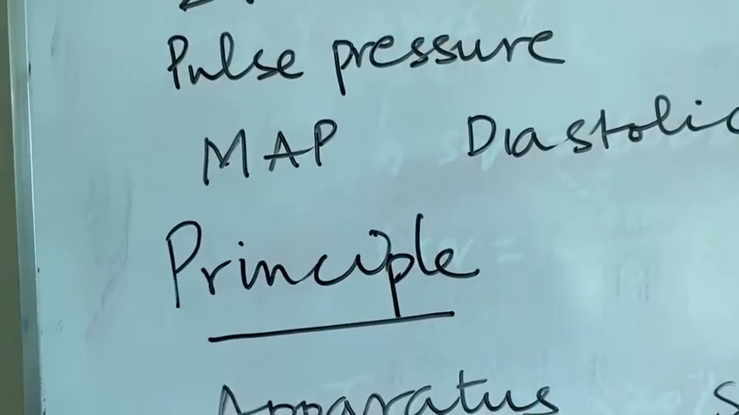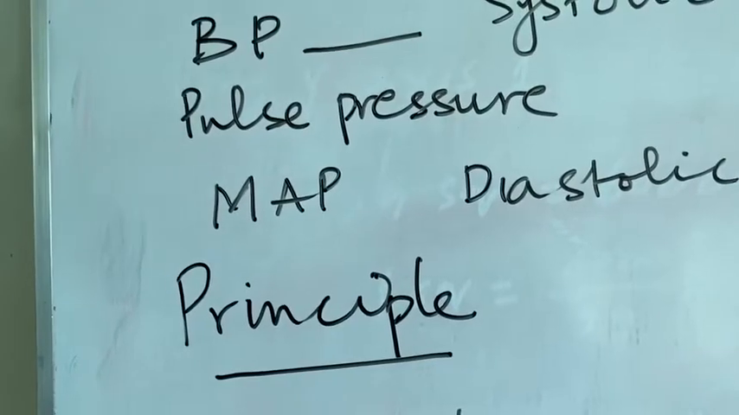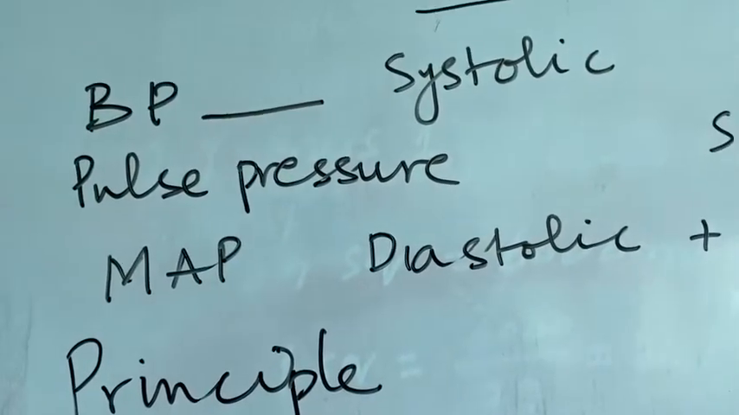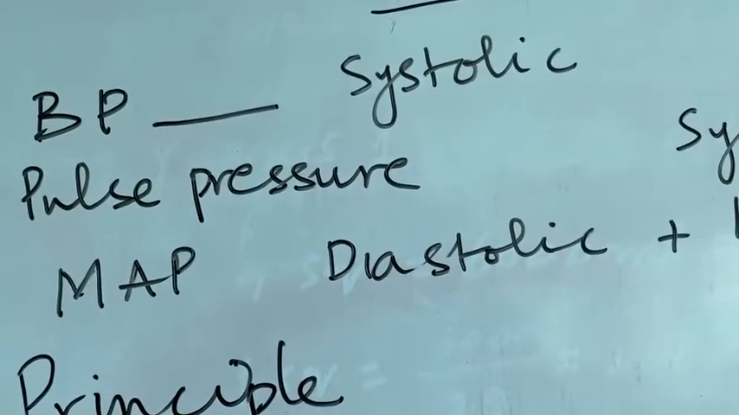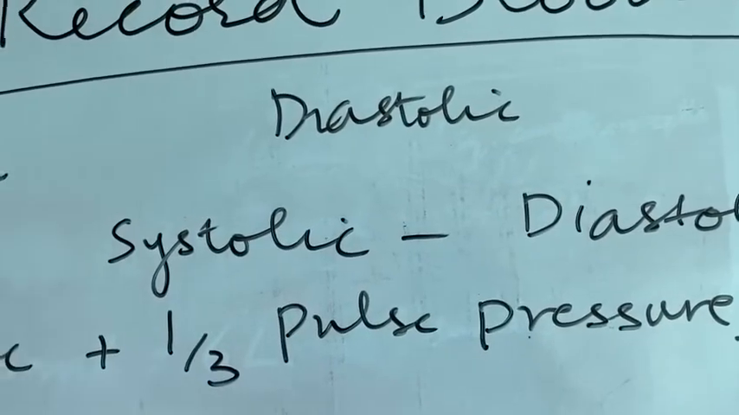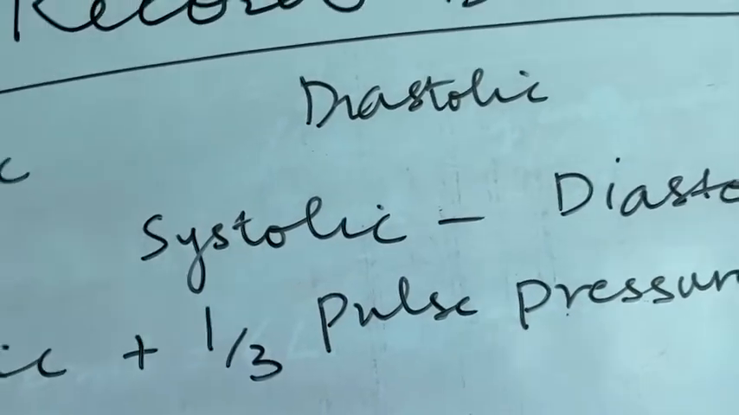First of all, you should know the normal range of blood pressure. What is the normal range of systolic and diastolic pressure? The normal range of systolic pressure is 70 to 120 millimeter of mercury, while the normal range of diastolic pressure is 60 to 90 millimeter of mercury.